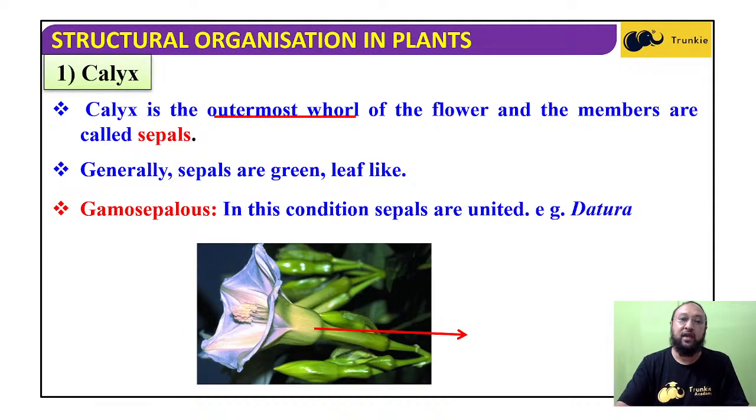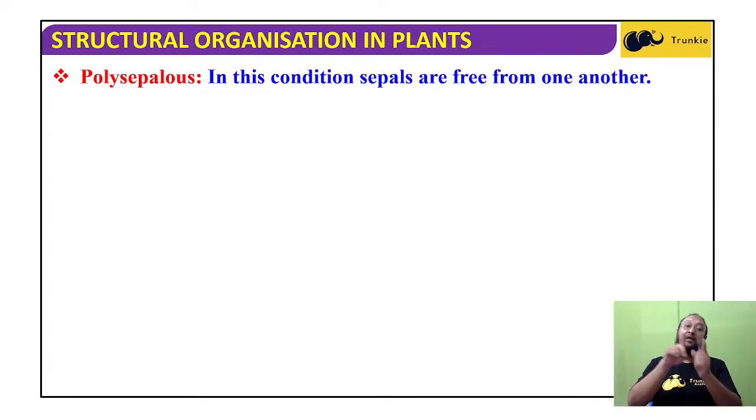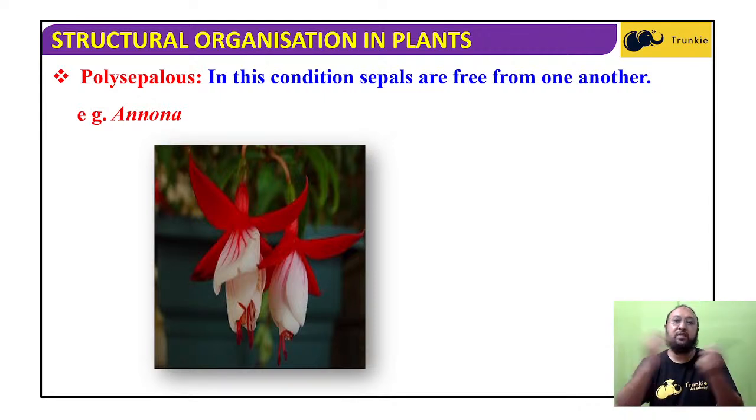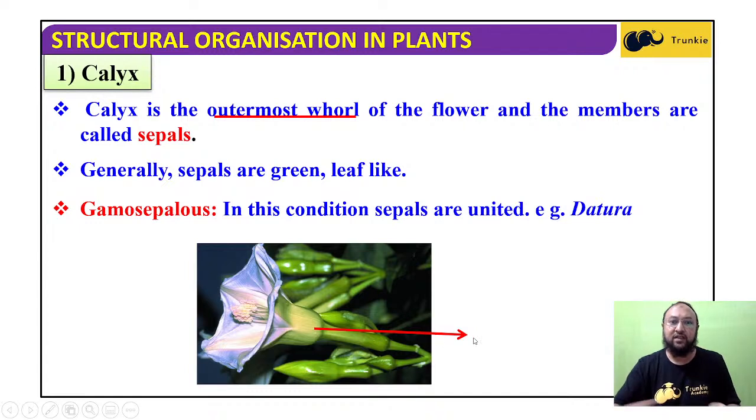In this condition, an example is datura, with united sepals. Polysepalous means the sepals are free, not joined. Here you can see the sepals are completely separate, and the petals are also separate, which is called polypetalous. Annona is the example where polysepalous calyx is found. Here also the sepals are free, not joined.